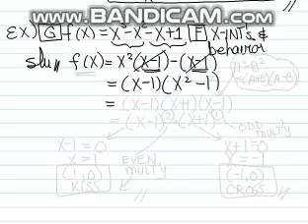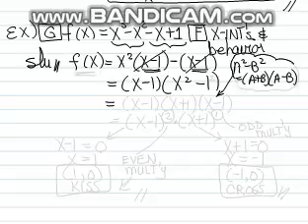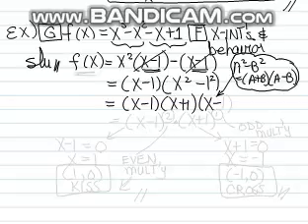We can use the formula that says a squared minus b squared equals a plus b times a minus b. That's the formula we're going to use here for a squared, x squared, minus 1 squared. 1 squared is the same as 1. So we have x minus 1 times x plus 1 times x minus 1. Well, look at that. We have repeated factors. We have x minus 1 raised to the second power times x plus 1.